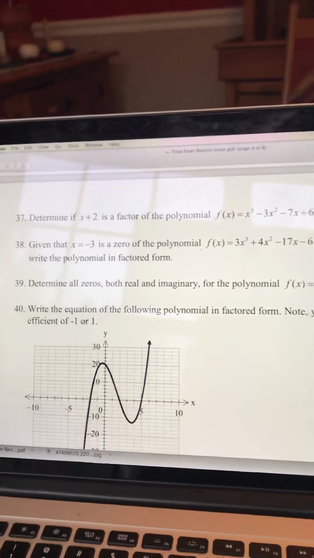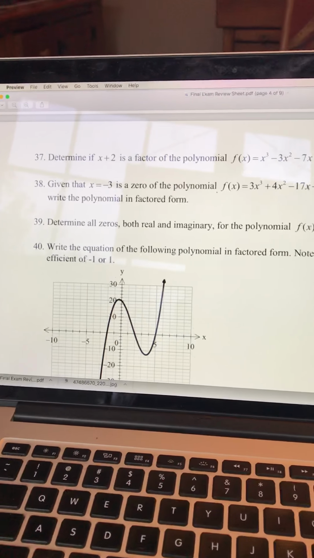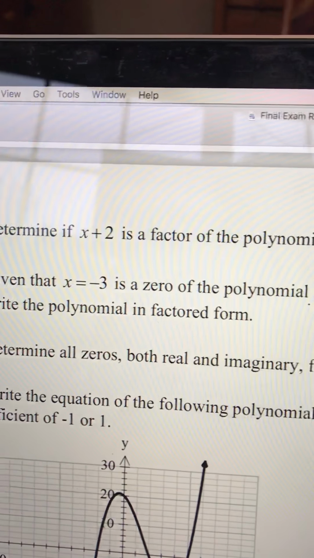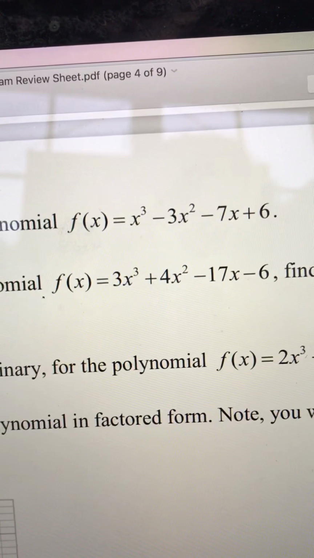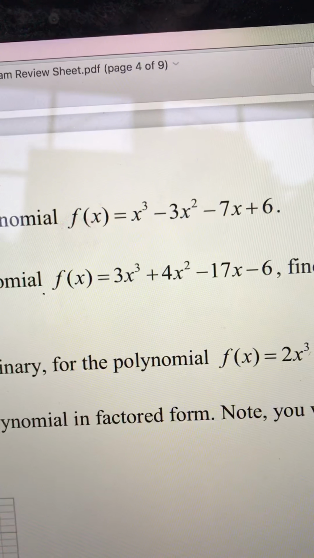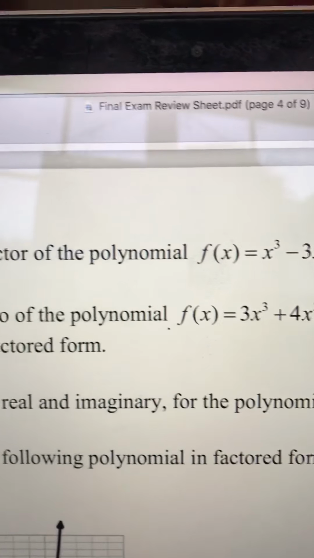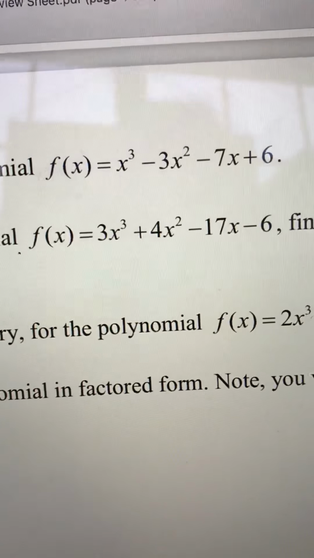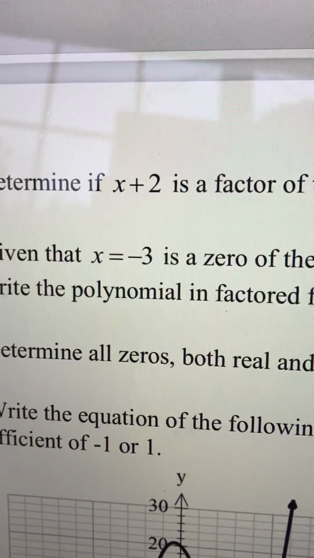Okay, we're picking up where we left off on the review for the Math 110 final exam. Starting at number 37, it says to determine if x plus 2 is a factor of the polynomial f of x equals x cubed minus 3x squared minus 7x plus 6. As I mentioned in the previous problems, this is actually asking the same thing as whether, when you divide this polynomial by x plus 2, you get 0, right?